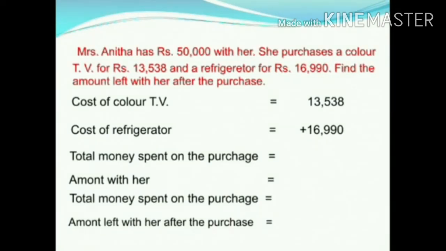What is the cost of color TV? Cost of color TV is 13,538 rupees. What is the cost of refrigerator? Cost of refrigerator is 16,990. Now we should find out the total money spent on the purchase. Now we should add 13,538 plus 16,990. First we should write the numbers according to the place of each digit.